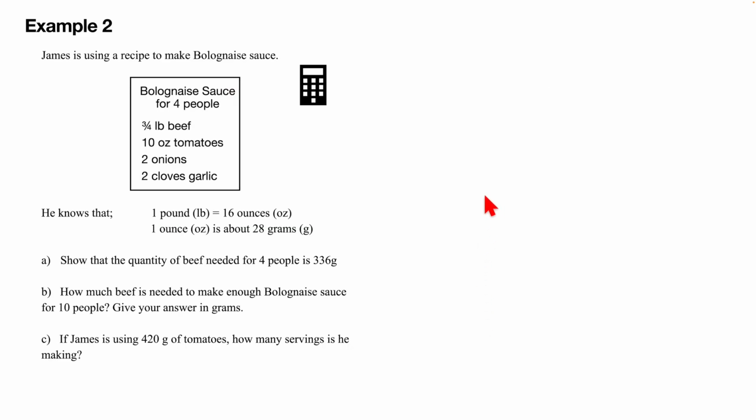Second example. James is using a recipe to make bolognese sauce. Oh dear, this is in pounds and the questions are in grams. Nasty. So he knows that a pound is 16 ounces, and that 1 ounce is 28 grams, about. Show the quantity of beef needed for 4 people is 336. Right, that's for 4 people.